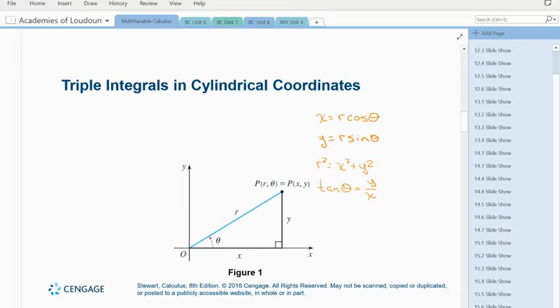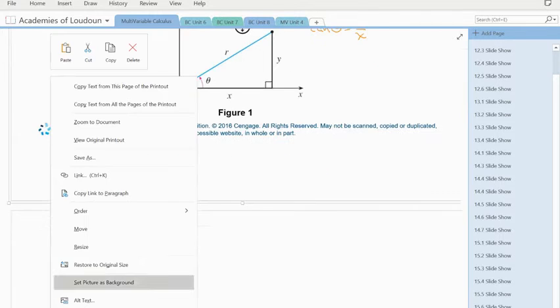In 3 dimensions, there is a coordinate system that we're going to call cylindrical coordinates that is similar to polar coordinates and gives convenient descriptions of some commonly occurring surfaces and solids. As we will see, some triple integrals are much easier to evaluate in cylindrical coordinates.